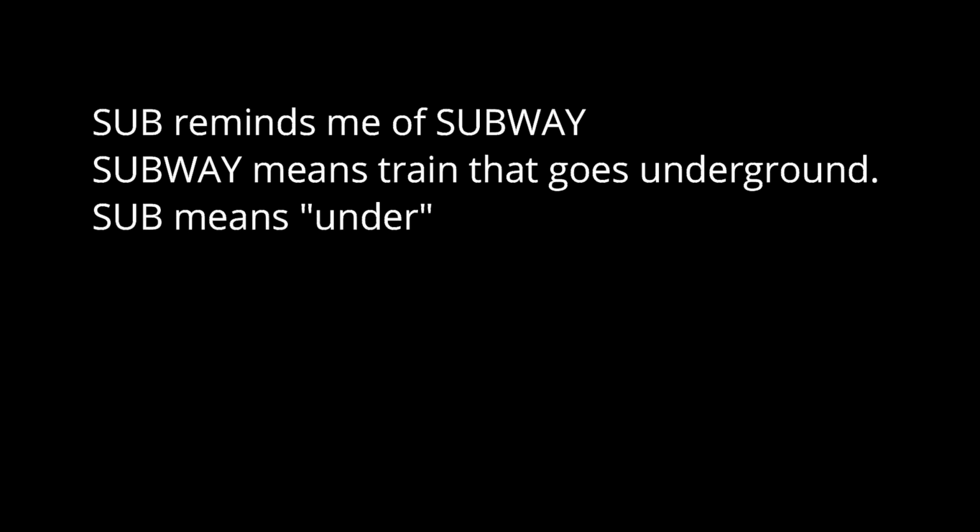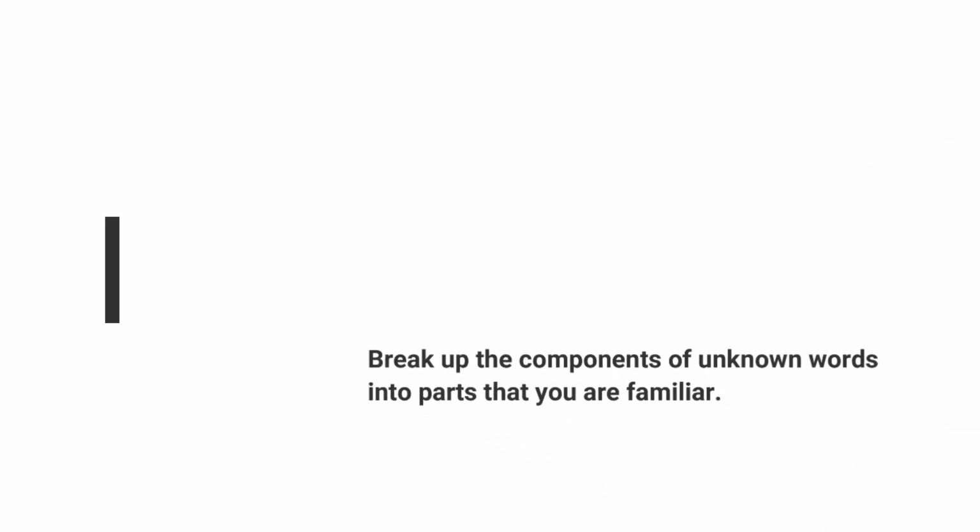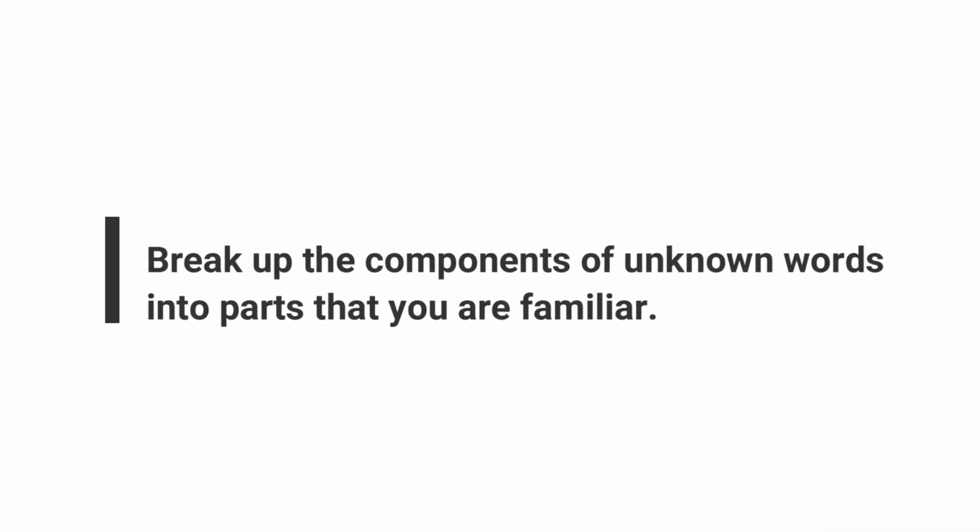Okay, sub. Well, I know that a subway is a train that goes underground, so maybe sub means under. And then you look at the marine part and you would say, well, I know that a marine has something to do with the water, so maybe submarine is something that goes underwater. And as you know already, you will be correct. By breaking up the word when it's unfamiliar into parts that are familiar to you, you can figure out unknown words. Here is another easy example.